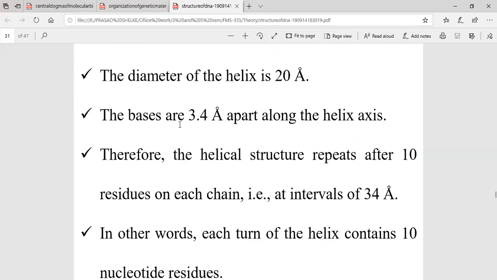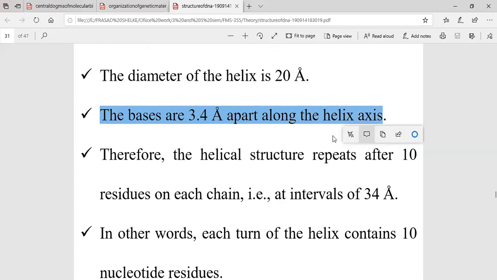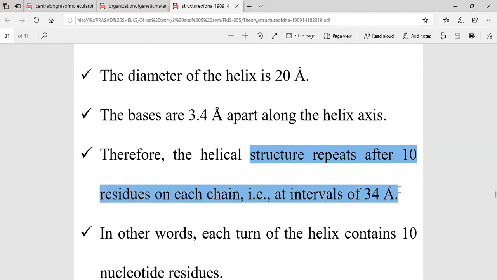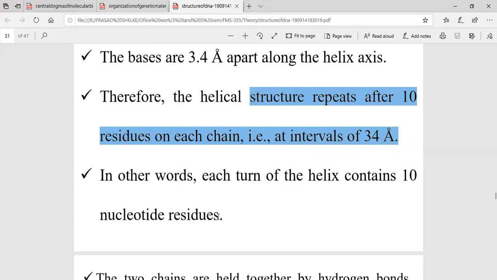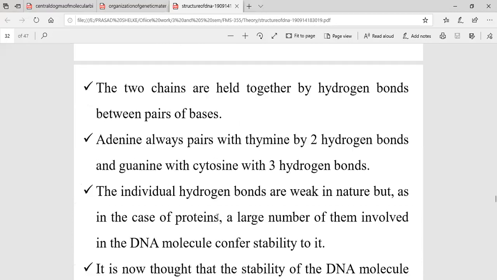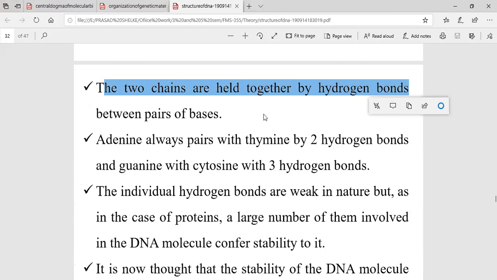Okay, here you can see that the bases are 3.4 angstrom apart along the helical axis. The helical structure repeats after 10 residues on each chain. The two chains are held together by hydrogen bonds. So all these purines and pyrimidines are bound to each other with hydrogen bonds. This is not a covalent bond.